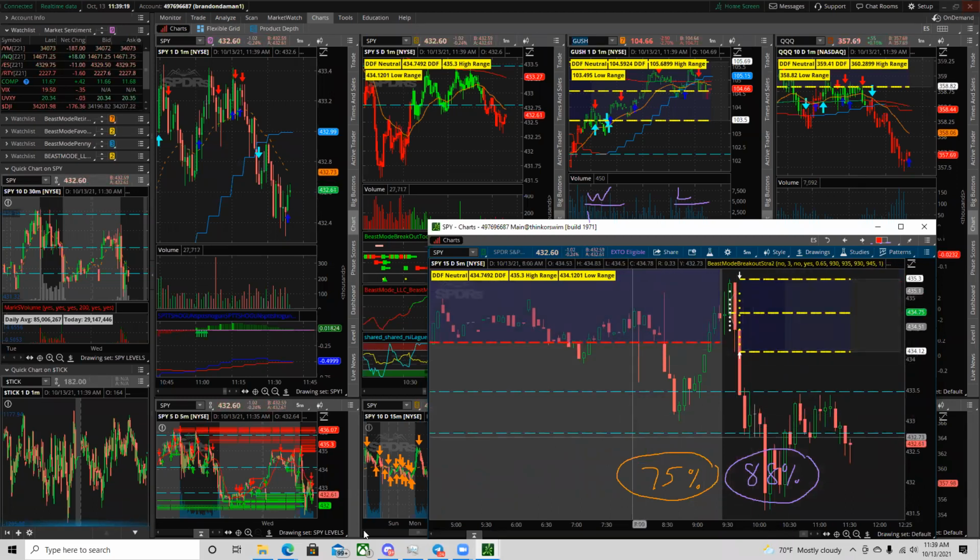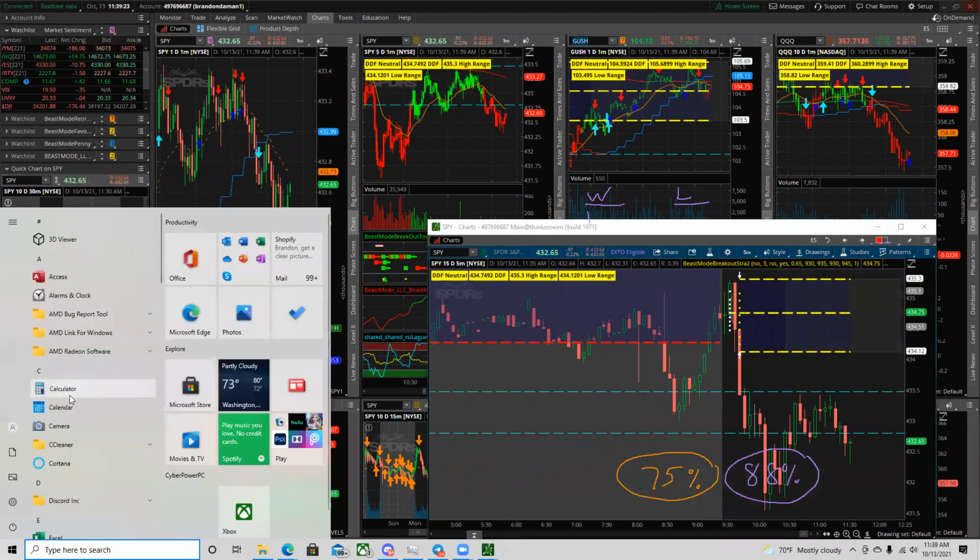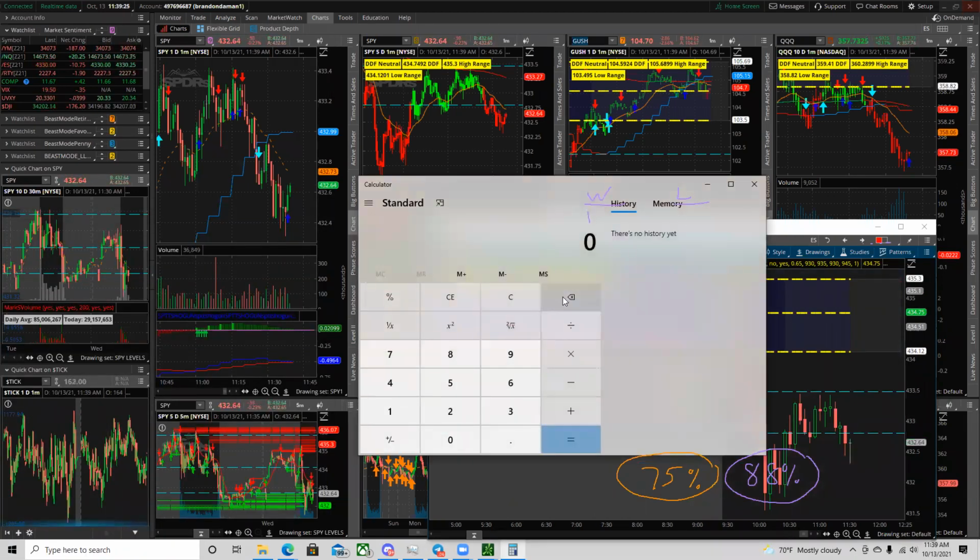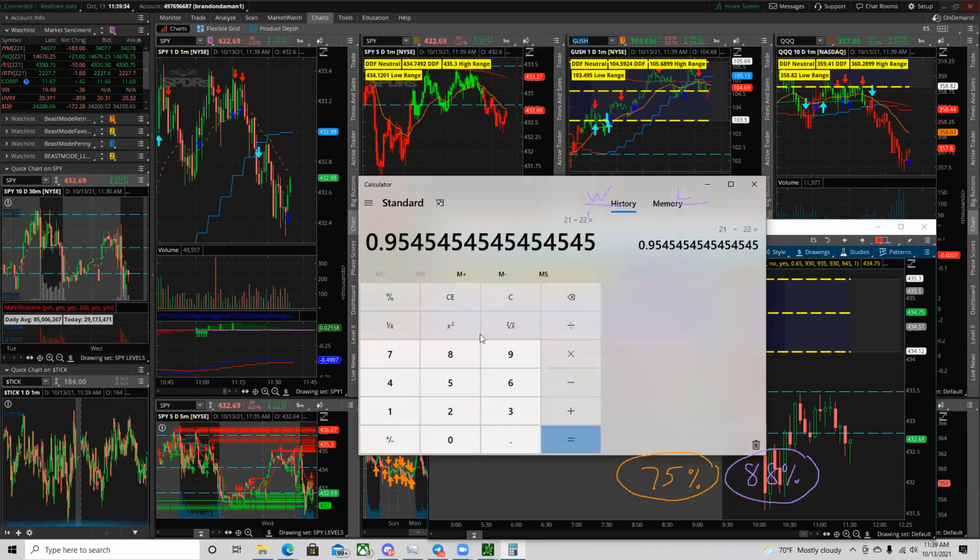You're 21-1, right? So if you come over here to our calculator, and over the last about 15 days, you could have been 21-1. So if you take 21 divided by 22, would you be happy with a 95% advantage?